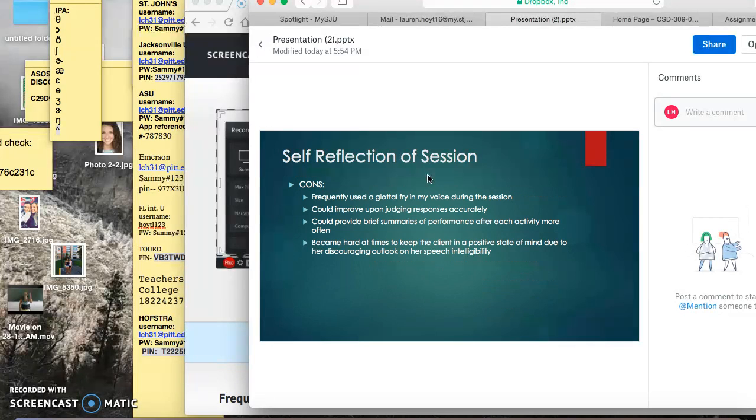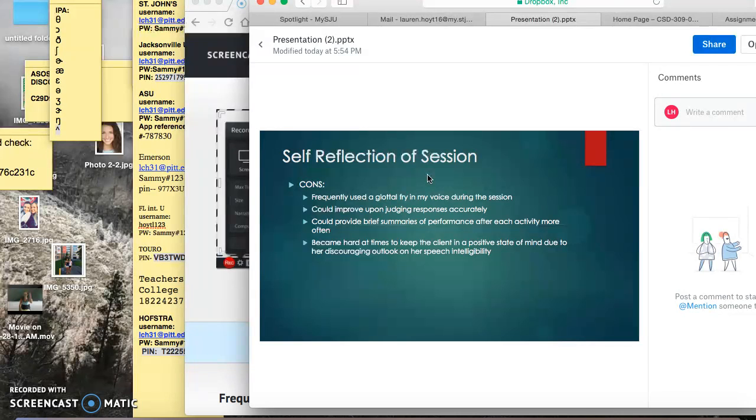A few cons from this session that I think I can work on was that I frequently use a glottal fry in my voice during the session. Another component I noticed was that I could improve upon judging responses accurately throughout the duration of the session. I could also provide more brief summaries of the client's performance after each activity we go over.